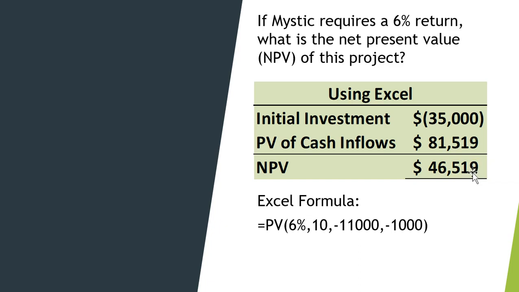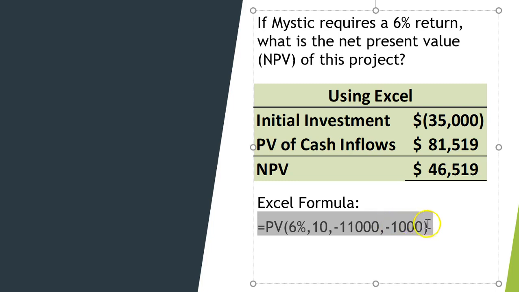Excel doesn't round. So, and then how did I get the 81,519? It is literally this formula right here.